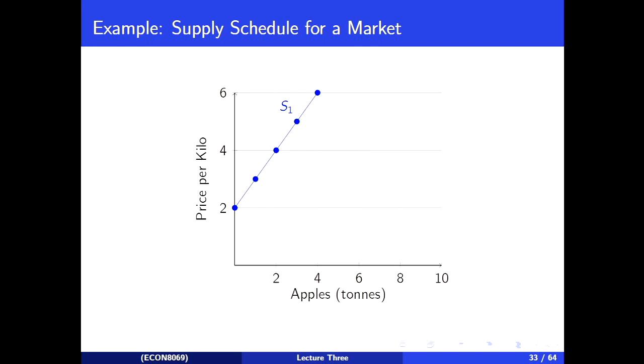And so we can talk about, this is firm 1. Firm 1 has this supply curve. At a price of $2, they produce nothing. At a price of $4, they produce 2 tons of apples. At $6, they produce 4 tons of apples. This is the supply curve for firm 1.